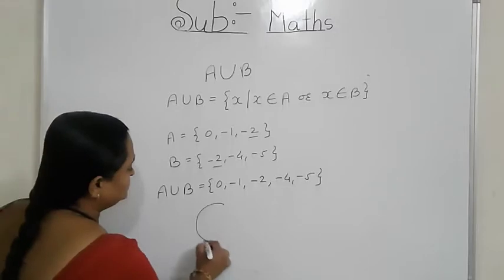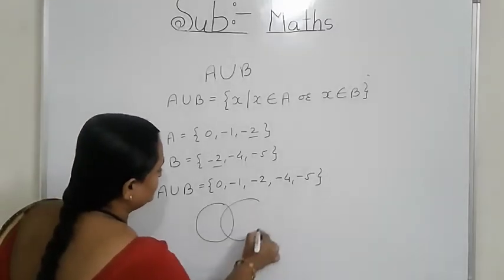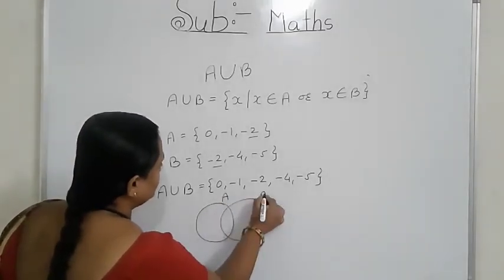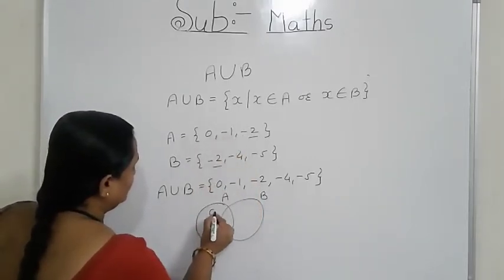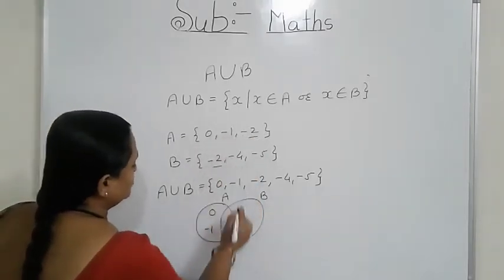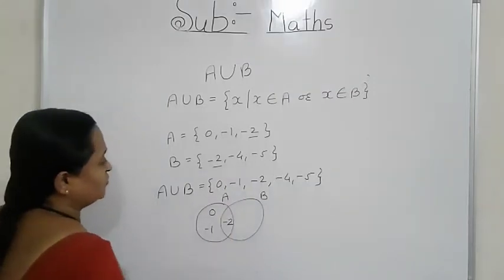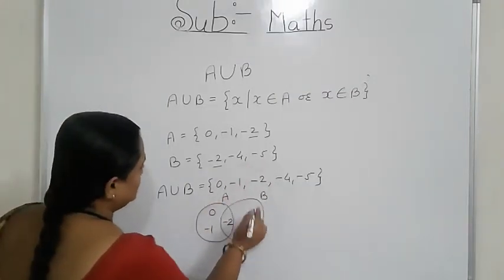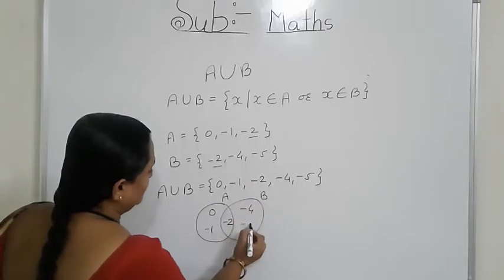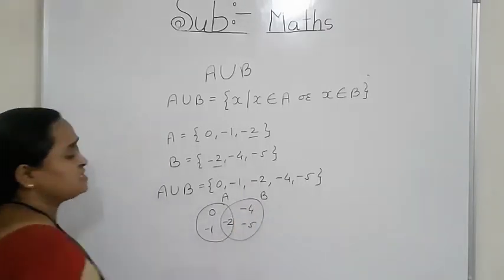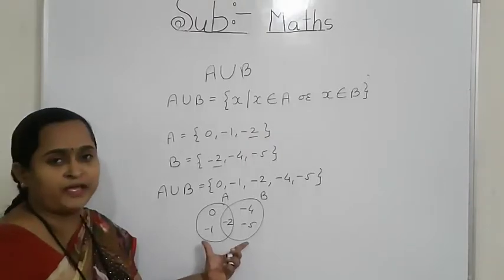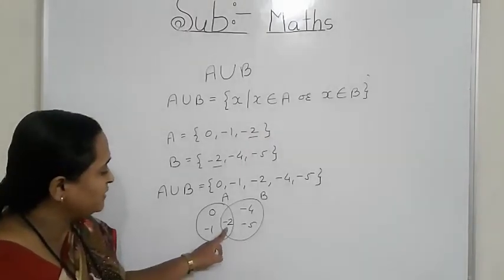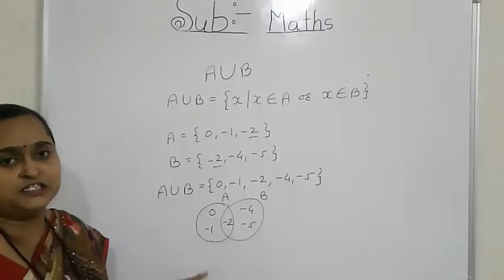Again Venn diagram, A set, B set. Now in A set we will write 0, -1. Now -2 is common, so therefore -2 we have to write here. Remaining elements of B set, -4, -5. Now this is the diagram of A union B. This complete diagram is of A union B and only this middle part is A intersection B.